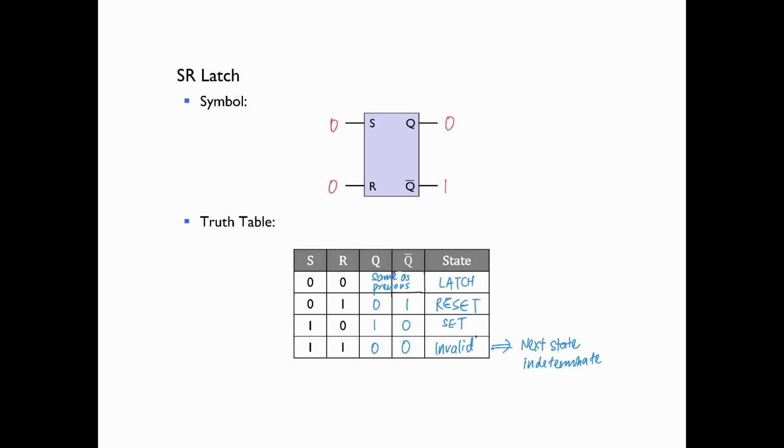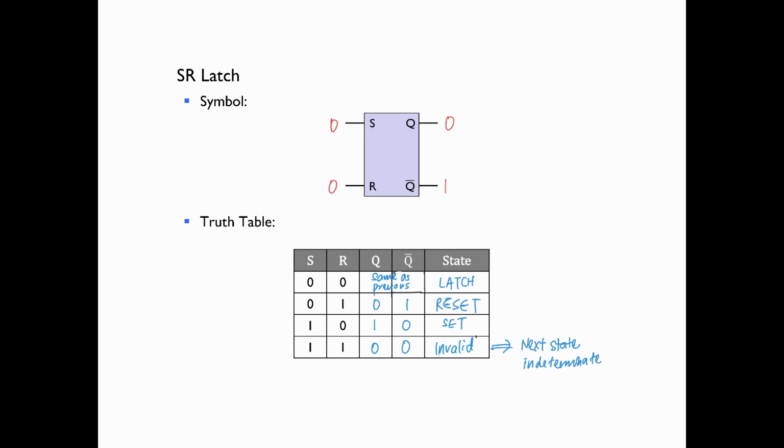This is until the reset signal is set to a 1. When your set is a 0 and you go into the reset mode, the output changes. The output goes to a 0 and Q bar becomes a 1. The final mode is the invalid mode, when both S and R are 1 at the same time, and you will cause the next state to be indeterminate. So this is the basic function of a latch.